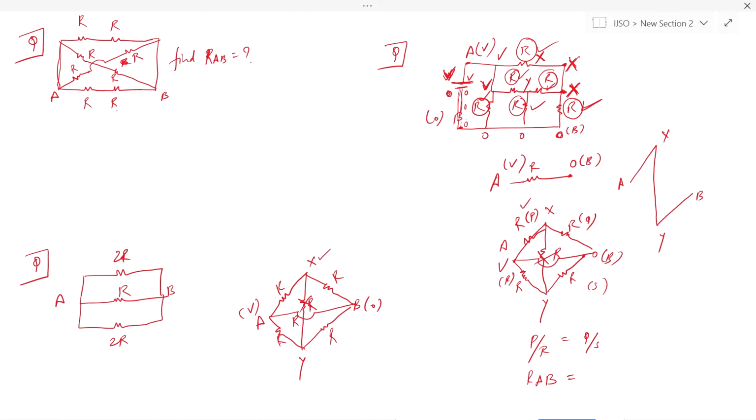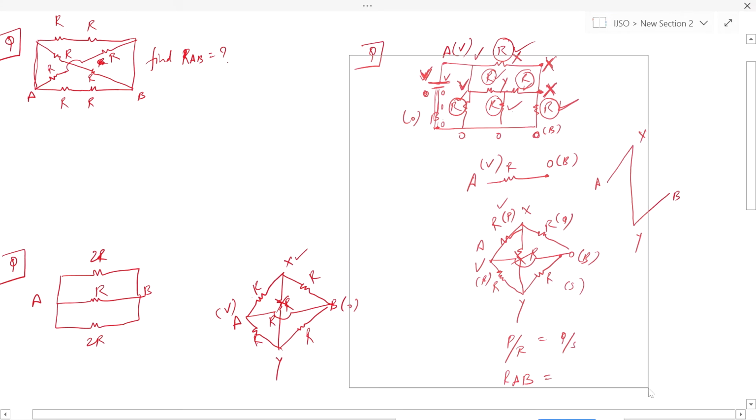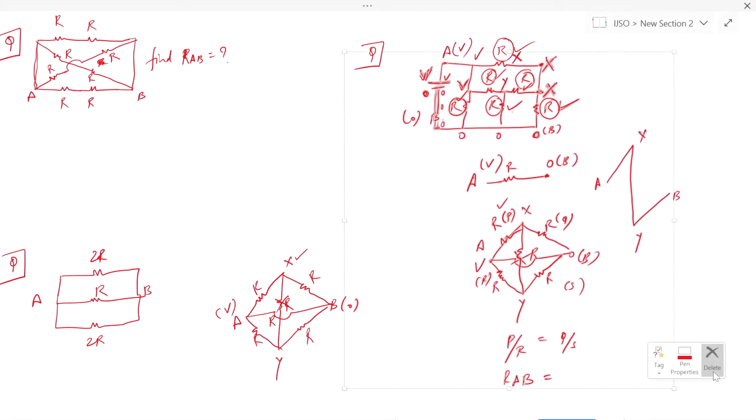What's this method called? Point potential method. That at any point you consider a potential. So this is known as point potential. Just write down the next one. Should I rub this part now? Yes.